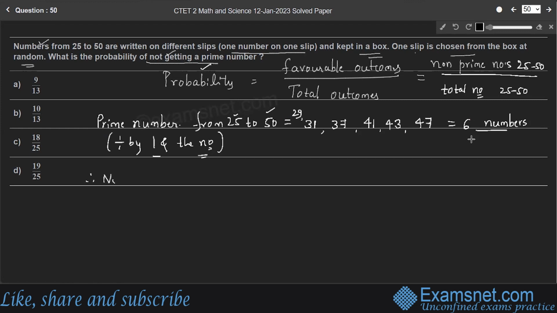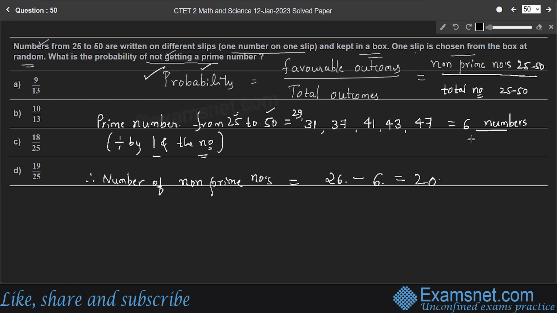Therefore, the number of non-prime numbers: out of 26 numbers, there are totally 26 numbers we are considering, and in that 6 are prime numbers. Therefore, non-prime numbers are 26 minus 6. There are 20 non-prime numbers.